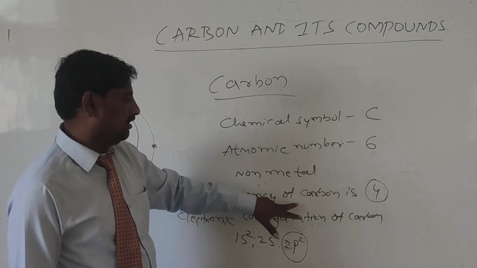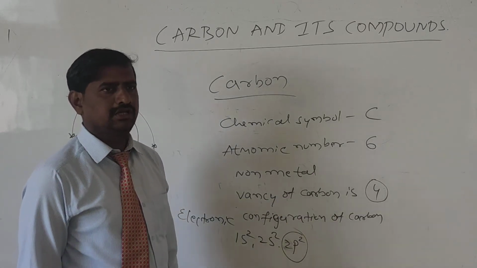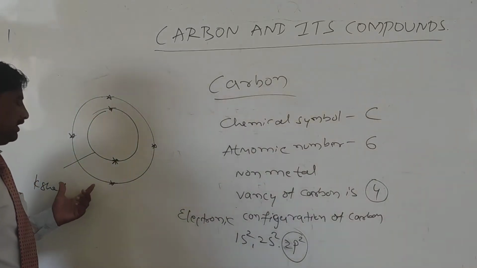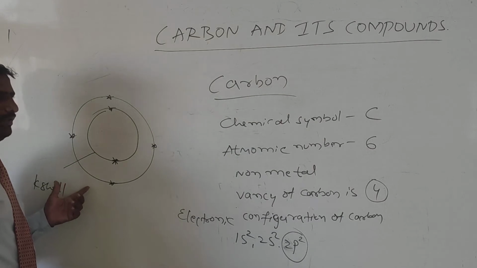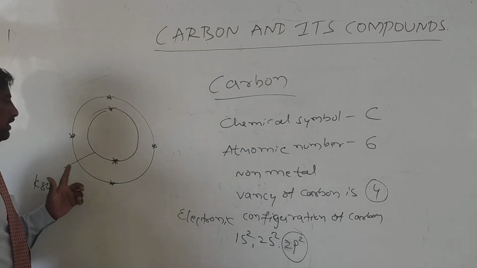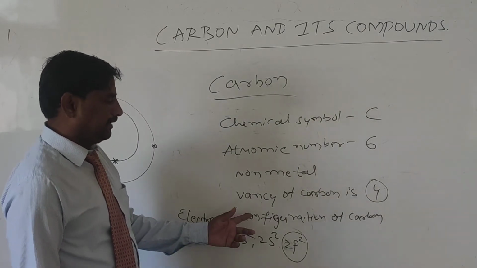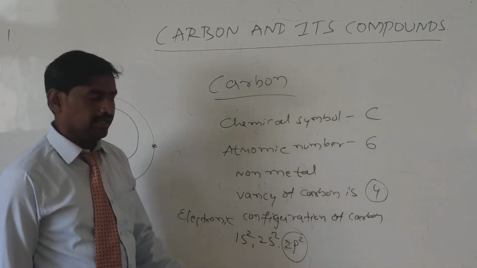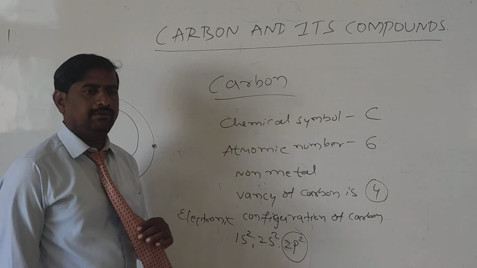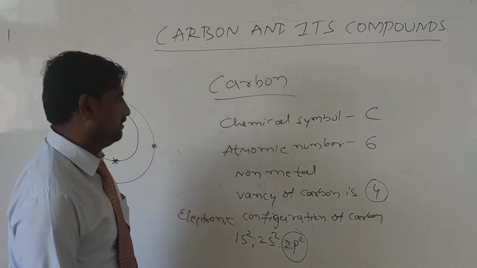And the valence of carbon is 4. That is, the number of electrons in the outermost orbit is 4. Hence, the electronic configuration of carbon is 1s2, 2s2, and 2p2, and it has 4 valence electrons. So the valence number is 4.